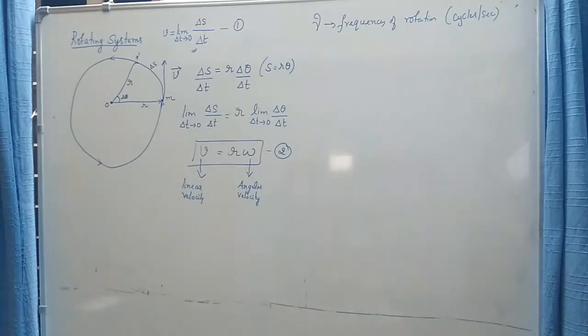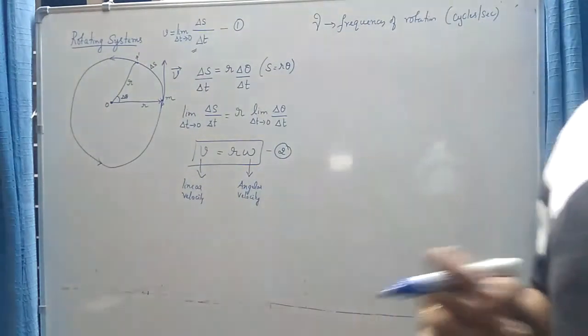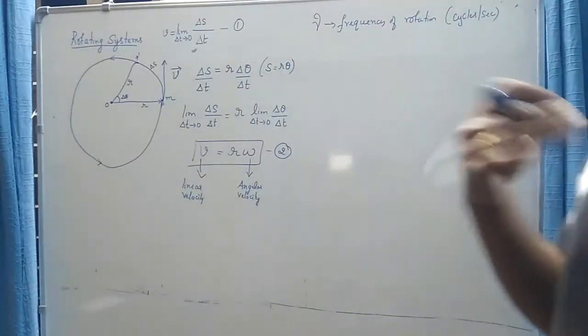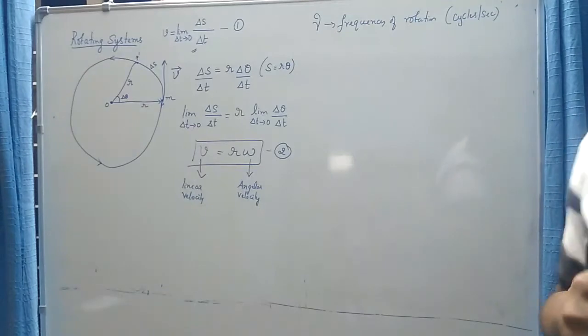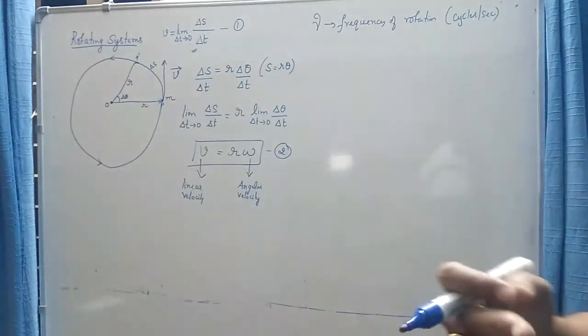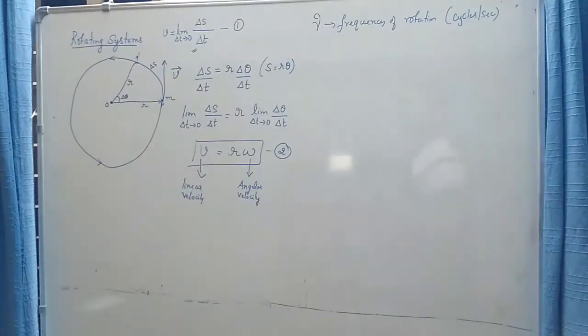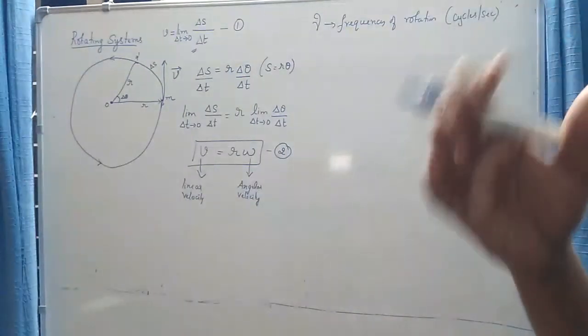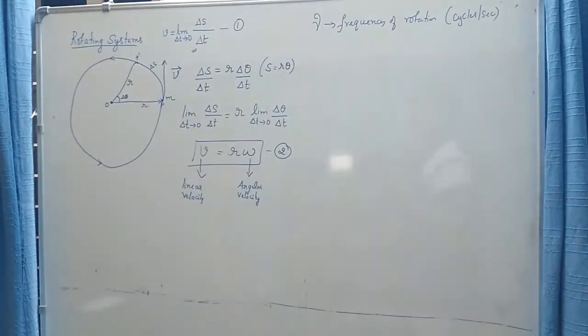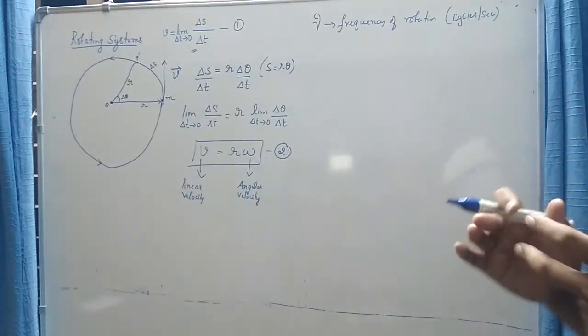So what do you mean by nu cycles per second? It means the particle in 1 second is revolving around the circumference of the circle nu number of times. For example, if frequency is 100 cycles per second, it means the particle is revolving around the circumference 100 times per second. So nu represents the frequency of rotation, and omega represents how fast the particle is moving along the circumference of the circle. So there should be some relation between angular velocity and frequency.